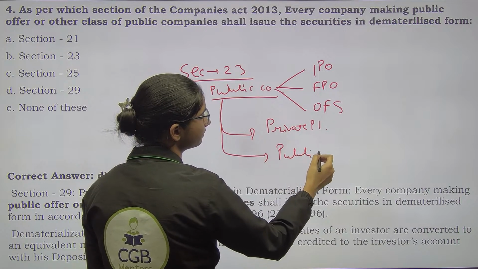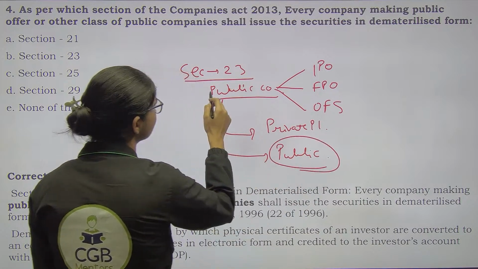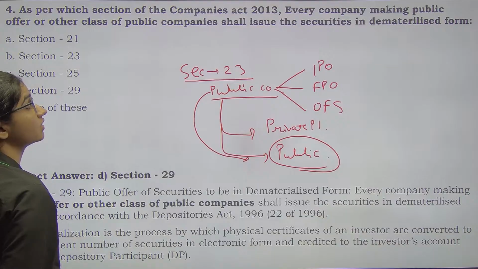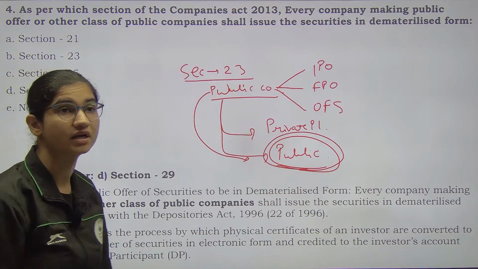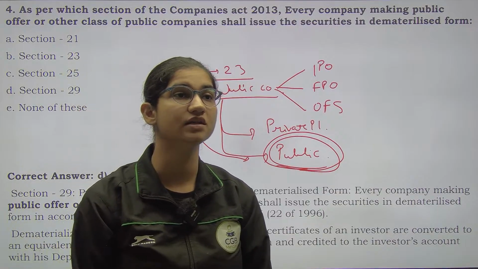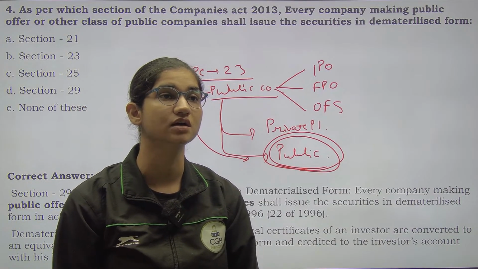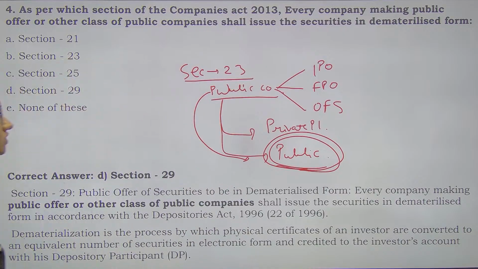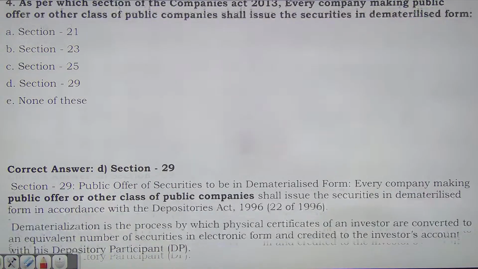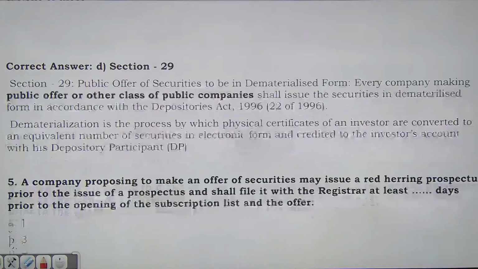Because it is a public company, that is their primary thing, that they can do that. So in the public issue point, they definitely have to keep their securities in the dematerialized form. So this section was trying to teach you this thing only. Okay, now we are moving forward to the next question, question number 5.